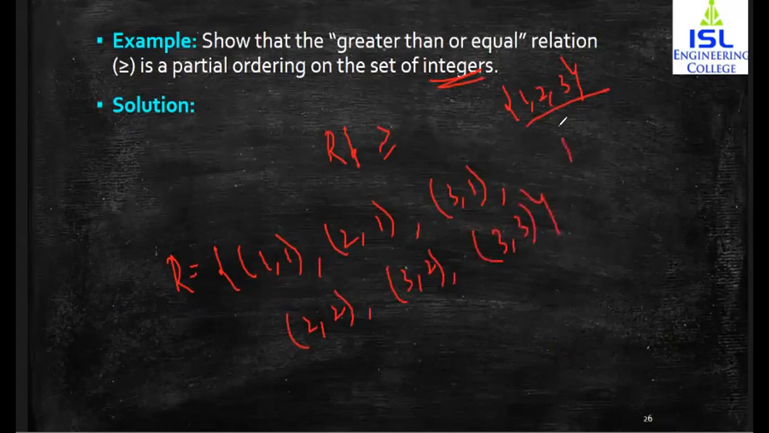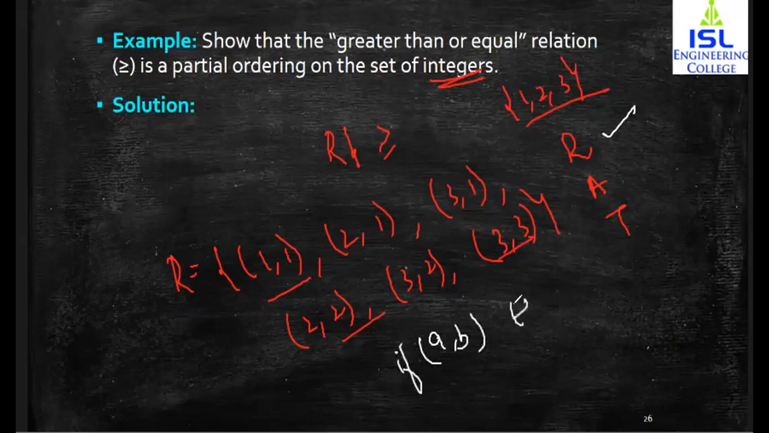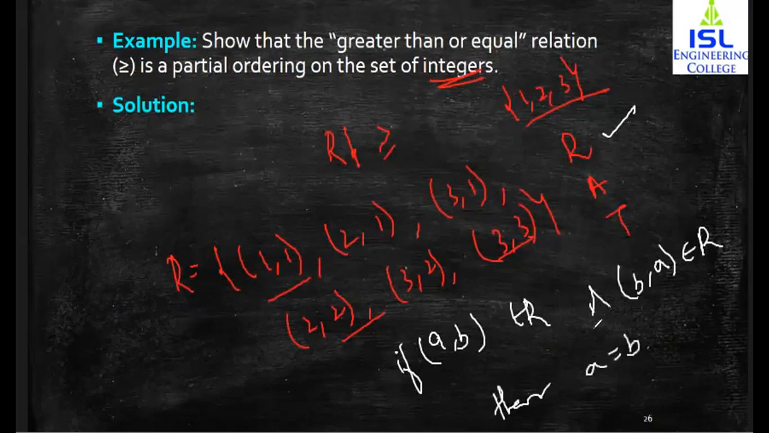Now for this relation, we are supposed to check for reflexive, antisymmetric and transitive properties. We have (1,1), (2,2), (3,3). So this is a reflexive relation. What about antisymmetric? Let's revise the definition of antisymmetric. If (A,B) belongs to R and (B,A) belongs to R, then A is equal to B. So if we have (1,1), 1 is equal to 1. Okay. (2,1), what about (1,2)? It does not exist, so we don't need to check for this. Same is the case for the rest. So it is antisymmetric.